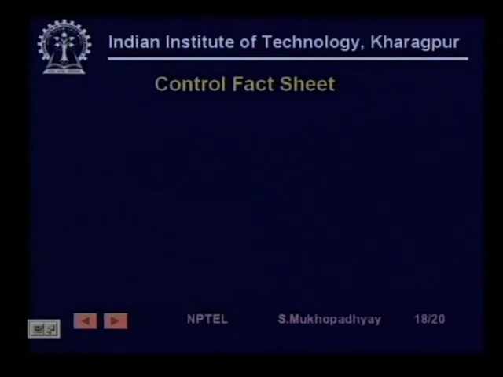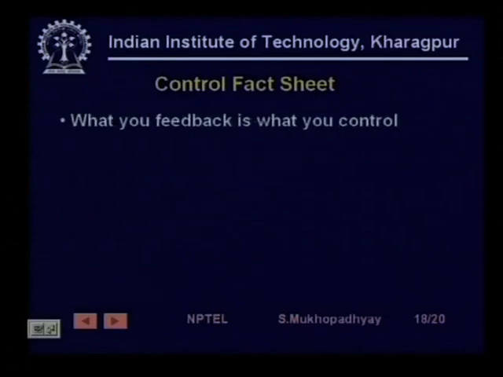Finally, while we are moving towards the conclusion, let me mention some of my pet facts about control in colloquial terms. I say that what you feedback is what you control. The controller exactly tries to maintain the feedback. So, if your feedback is erroneous, then your control is erroneous. If you are sitting in the middle of the room, and you put your temperature sensor at the roof of the room, then you are controlling the temperature at the roof of the room, not in the middle of the room, right.